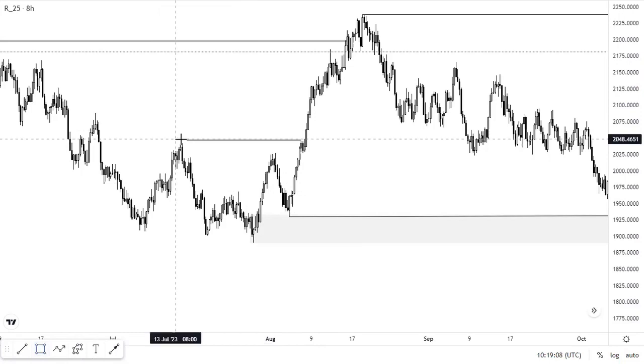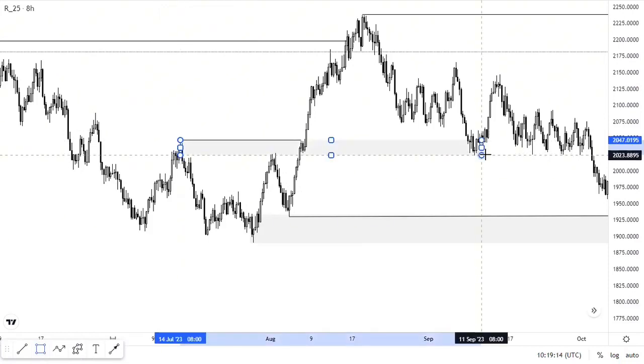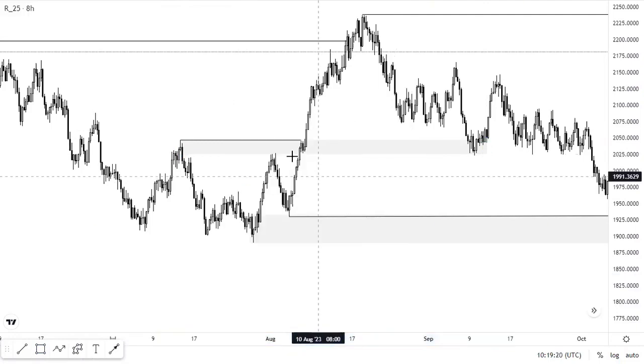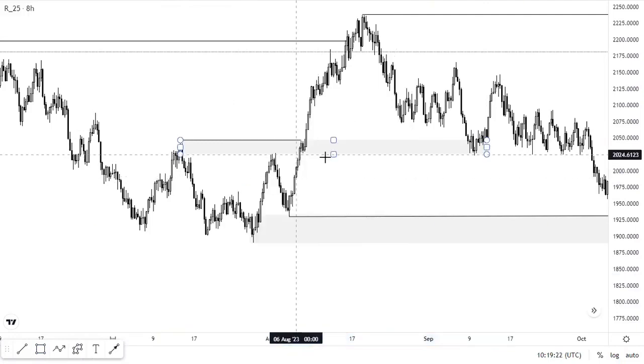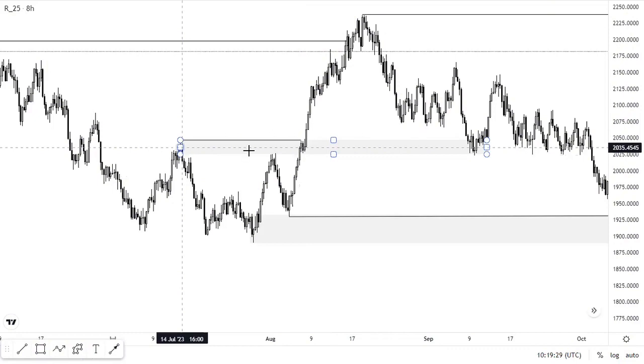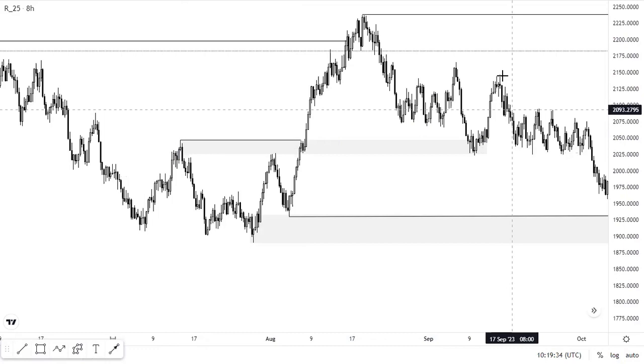This is my breaker block here. And you can see it was in alignment with an interest candle. We are going to talk about the interest candle later, but you can see this other block here. It was in alignment with our breaker block. See how market reacted well to it.